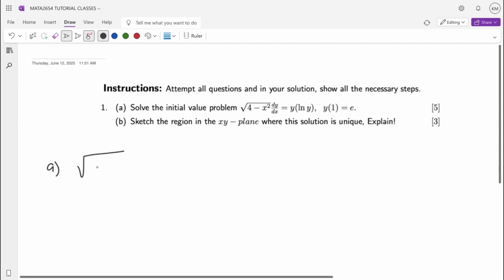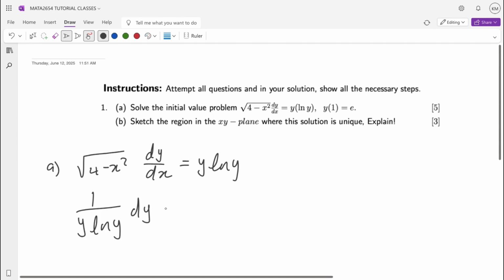They gave us that we have square root of 4 minus x squared dy by dx equals y ln y. Okay, so how do we solve such a problem? Since we see that the function of x is along that side and also the function of y is along this side, we can use the technique of separation of variables. Okay, let's separate the variables. In a way, we can separate the variables and end up having 1 all over ln y dy equals 1 all over square root of 4 minus x squared dx.